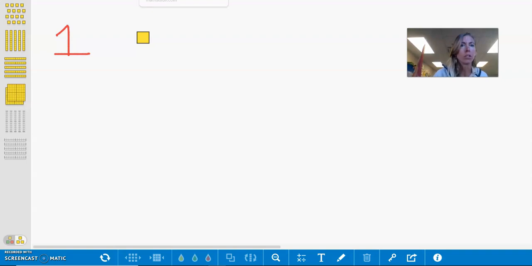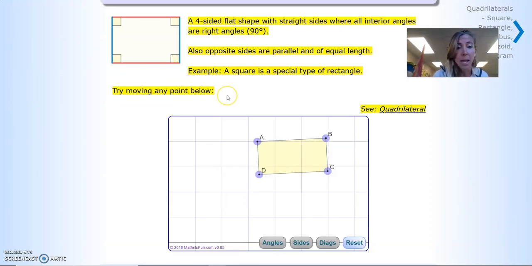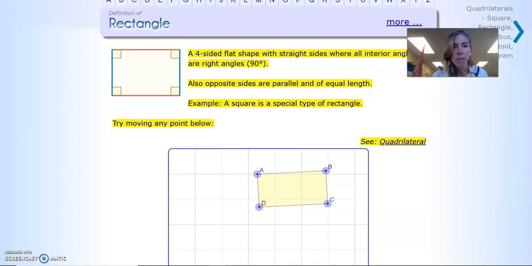Okay, check it out. Let me just show you this. This is from a website called Math is Fun, and it's showing you the definition of a rectangle. It's a 4-sided flat shape with straight sides where all interior angles are right angles. See them? Right, right, right, right. And also opposite sides, see them? These red sides, opposite sides are parallel. They're never going to hit. Opposite sides, blue, are parallel, never hitting. And they're of equal length with each other. Like this red side is equal to that one. This blue side is equal to that one.